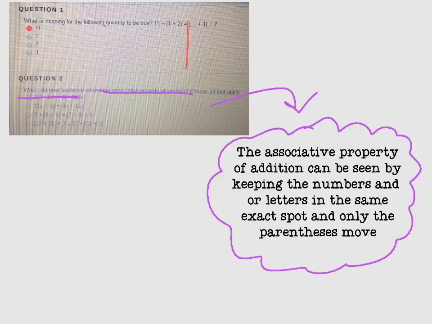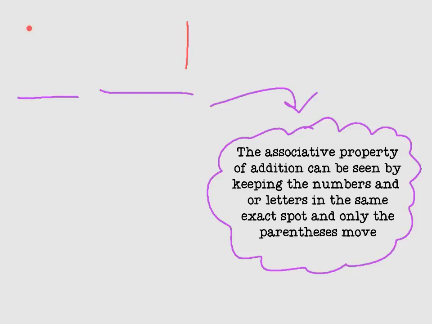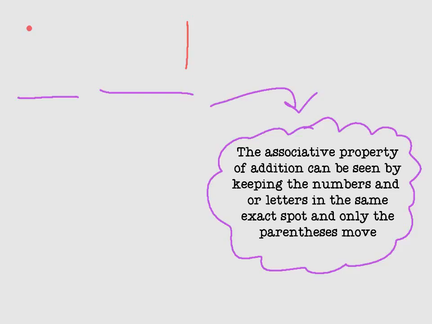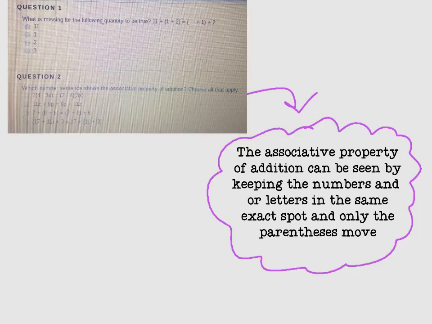The second answer choice has 11z plus 9p plus 11z. Notice that the 11z and the 9p switched places. The 11z used to be first, and now it's last. That's not the associative property. Everything has to be in the same order in order for it to be the associative property. Let's look at the third answer choice.